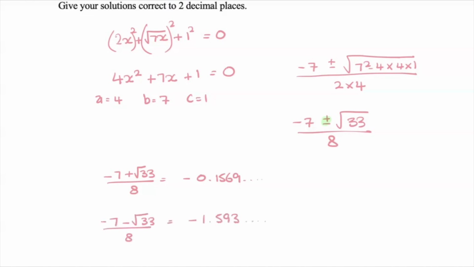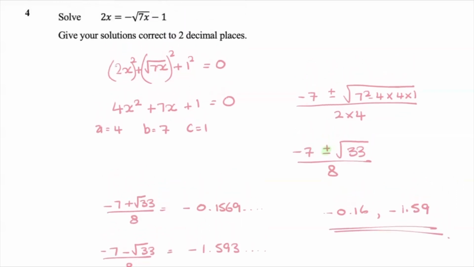Check how they want the solution. It's to 2 decimal places. So we've got minus 0.16 and minus 1.59. And there we go. So a little bit of a different way to ask you to be using the quadratic formula there.